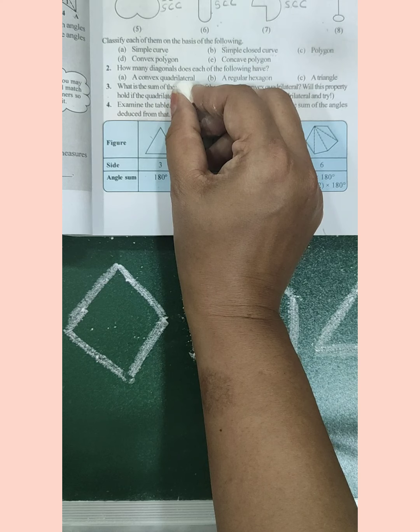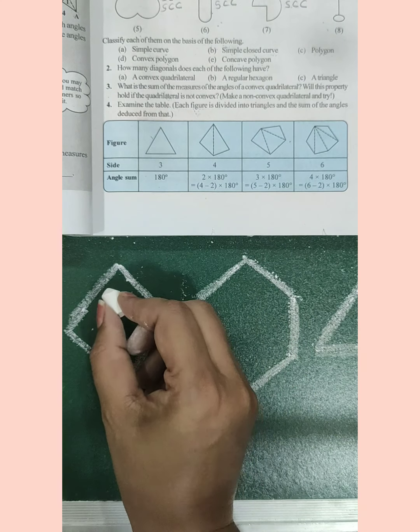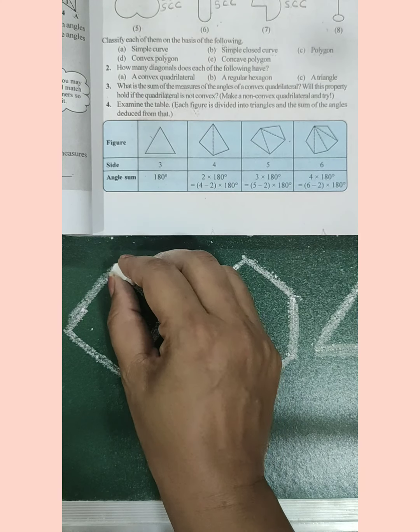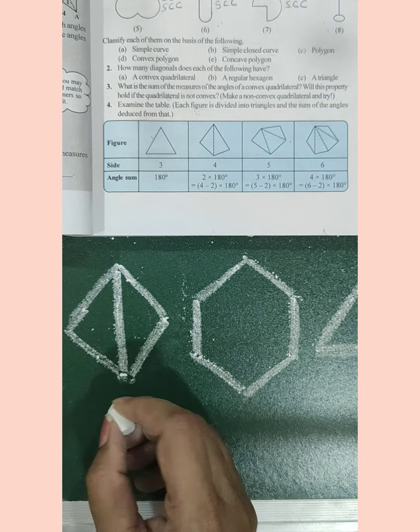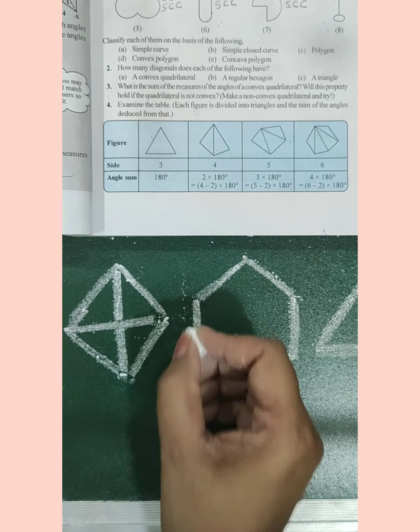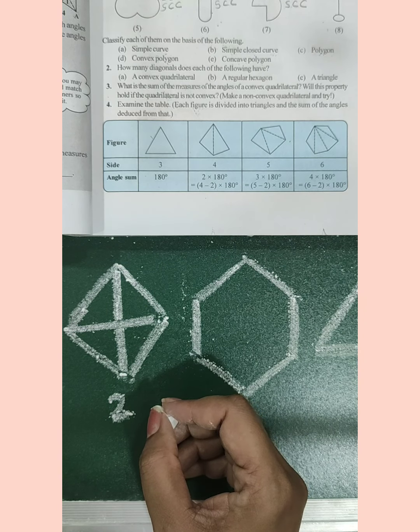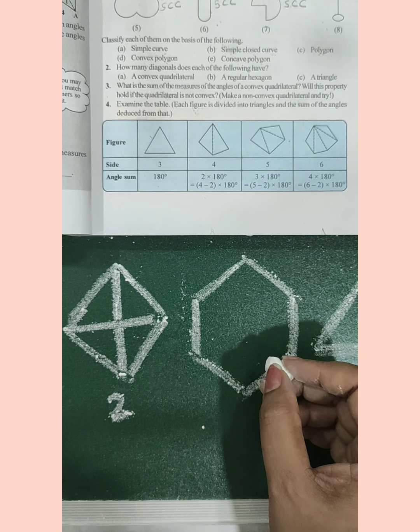First is convex quadrilateral. As you can see, I have drawn a figure of a convex quadrilateral. If I join the vertices of the convex quadrilateral, then I am going to get two diagonals. So I can say that a convex quadrilateral has two diagonals. Now second example is of regular hexagon.